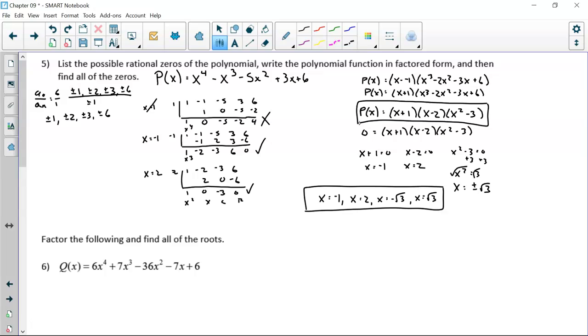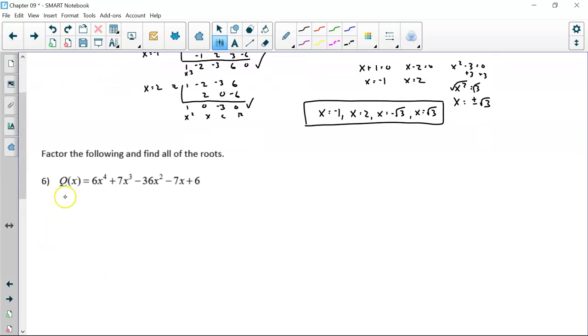Let's try one more. Now, you could find the possible zeros. The possible zeros are the factors of the constant over the factors of the leading coefficient: plus or minus 1, plus or minus 2, plus or minus 3, plus or minus 6, over plus or minus 1, plus or minus 2, plus or minus 3, plus or minus 6. We're going to get a bunch. I'm not going to write them all out.